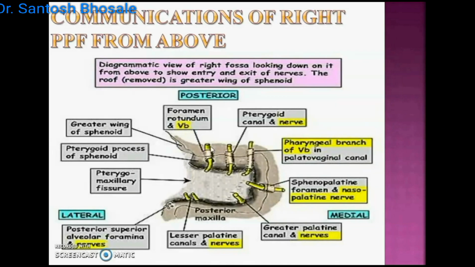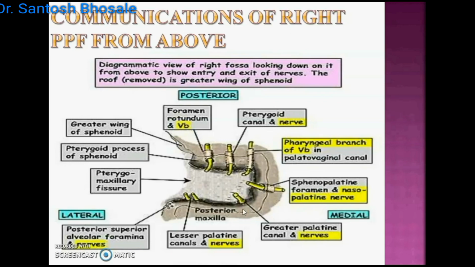So coming to the communications, there are a total of 7 communications. That is the posterior wall that you are seeing, anterior wall, this is the medial wall, and the lateral wall is open. So you are seeing the right pterygopalatine fossa from above: anterior wall, medial wall, posterior wall. In the posterior wall you are seeing three openings: foramen rotundum, pterygoid canal, and the pharyngeal branch in the palatovaginal canal. You can go from right to left here: palatovaginal canal, pterygoid canal, and foramen rotundum.